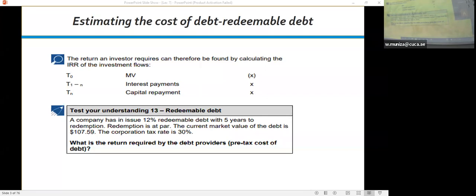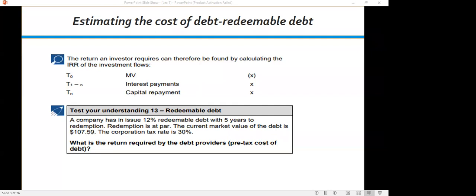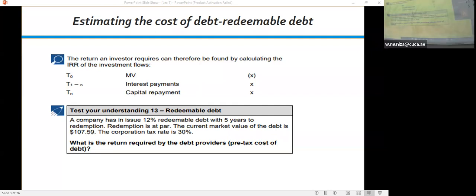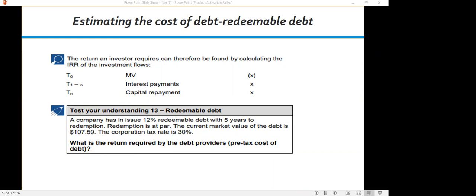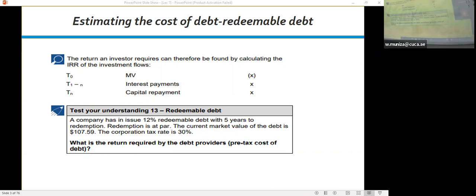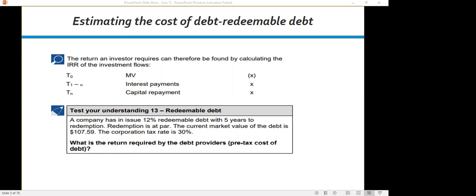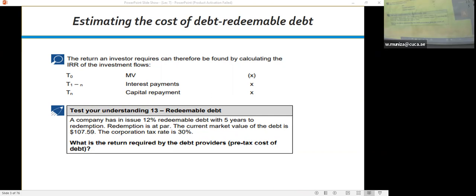So at 15%, what is the present value factor at year 5? I repeat, 15% present value factor at year 5. 0.497. 0.497 multiplied by 100, 49.7. So now see the present value factor at 20% for the 5th year, how much it is? 0.402. So 0.402 multiplied by 100, it's 40.2.